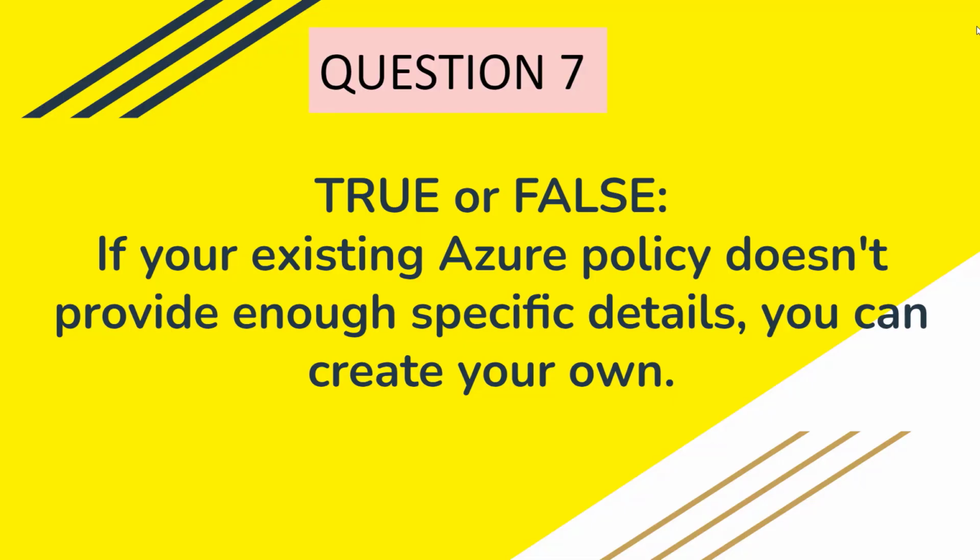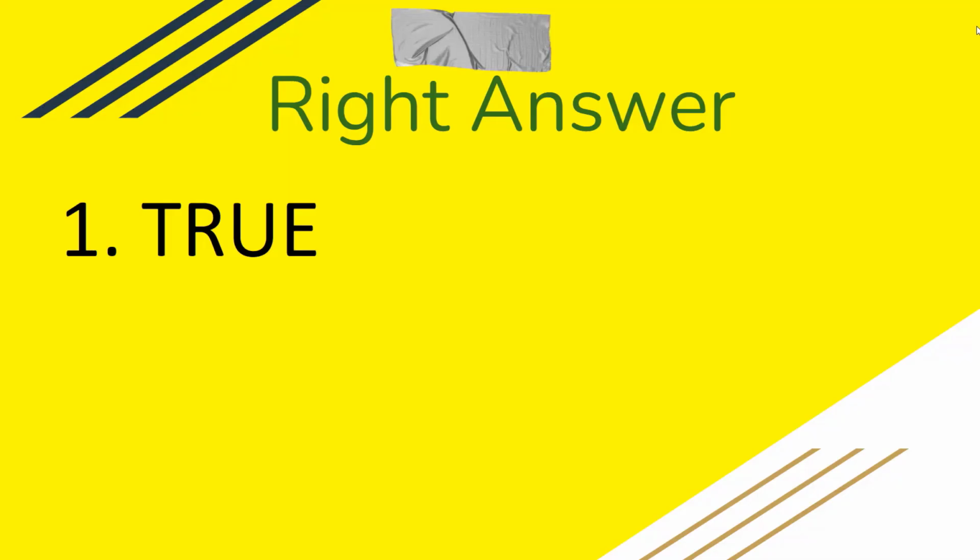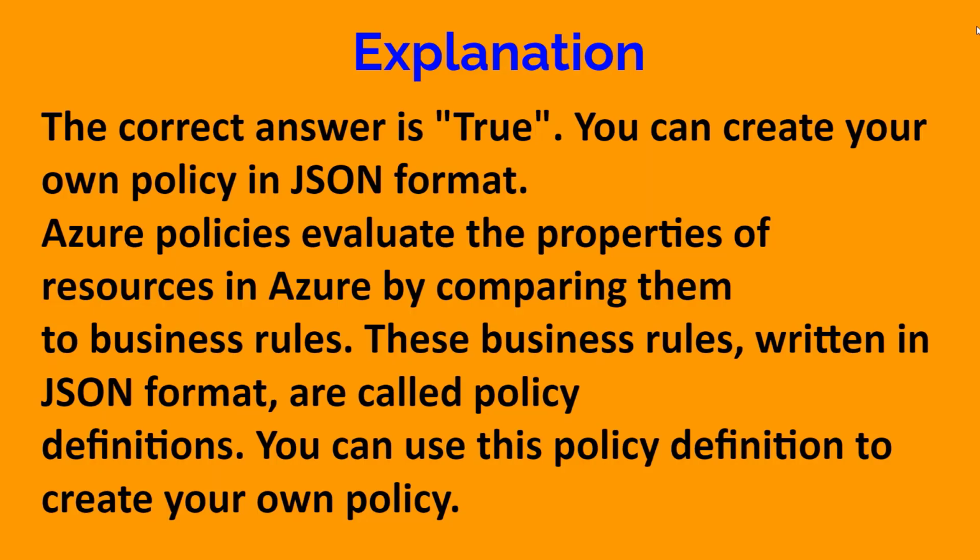Question 7. True or false? If your existing Azure policy doesn't provide enough specific details, you can create your own. Option 1. True. 2. False. Right answer is 1. True. Explanation. The correct answer is true. You can create your own policy in JSON format. Azure policies evaluate the properties of resources in Azure by comparing them to business rules. These business rules, written in JSON format, are called policy definitions. You can use this policy definition to create your own policy.